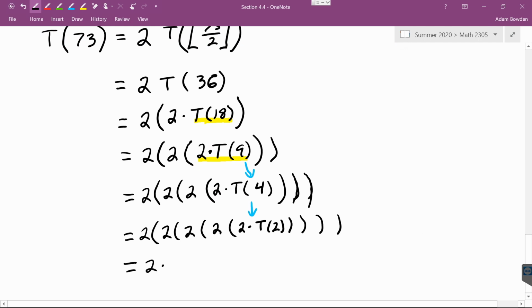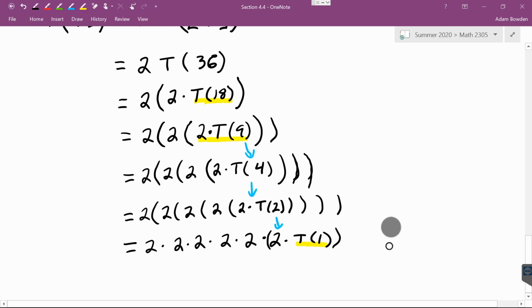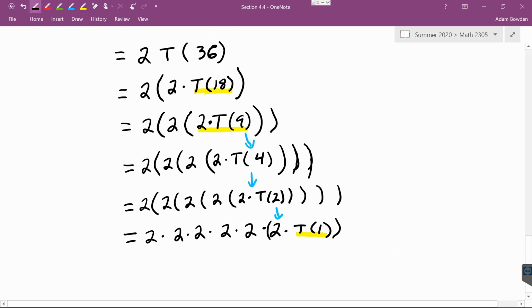And then lastly, let's just write this as 2 times 2 times 2 times 2 times 2 times, and then finally down here t of 2 turns into 2 times t of 1. So now we've fully gone back down to the very starting basis of the recursion, t of 1. So this is going to be equal to 2 to the 6th times 1, or just 2 to the 6th.